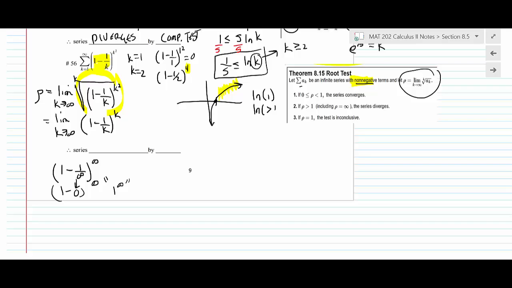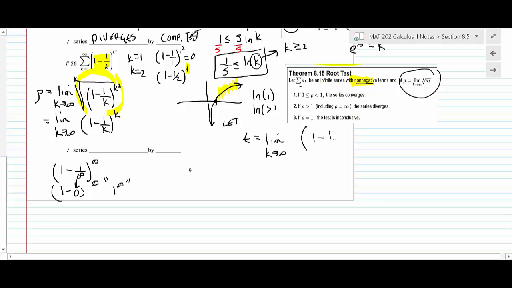So what you learned how to do in L'Hopital's Rule, anytime you have an indeterminate form with exponents, like infinity to the infinity, 1 to the infinity, any of those indeterminate forms, you want to do this. Let's just choose a variable and let t be equal to the limit as k goes to infinity of (1 minus 1 over k) to the k, like that.